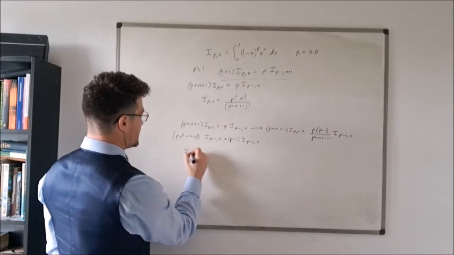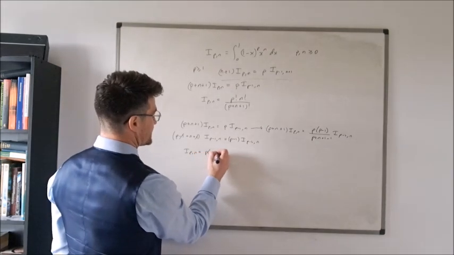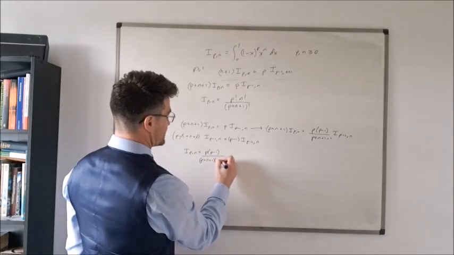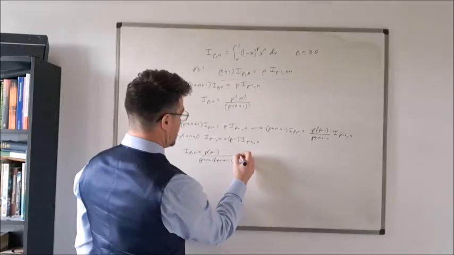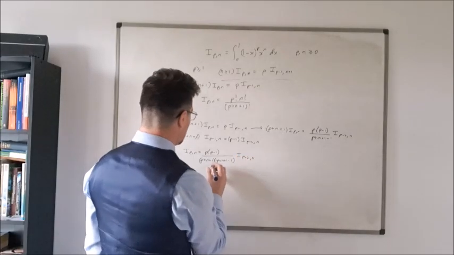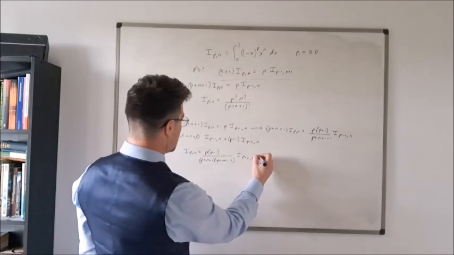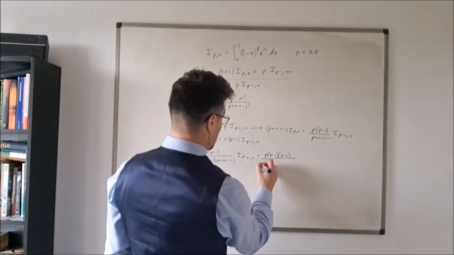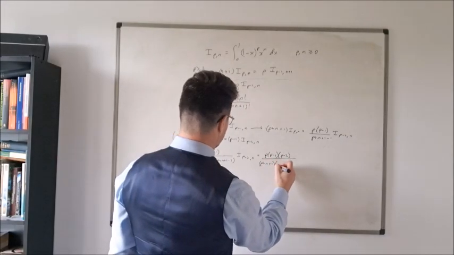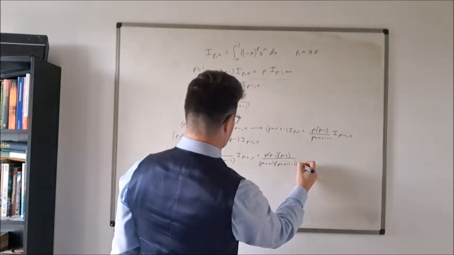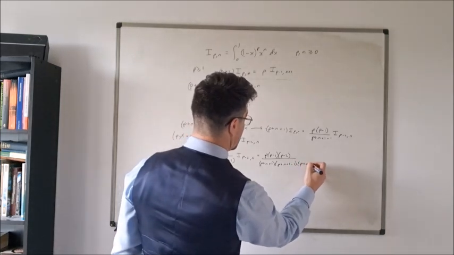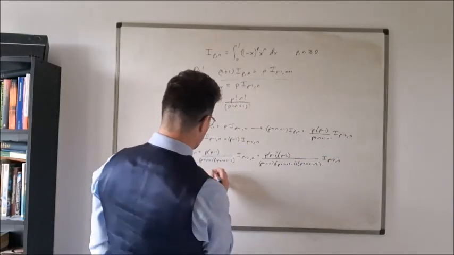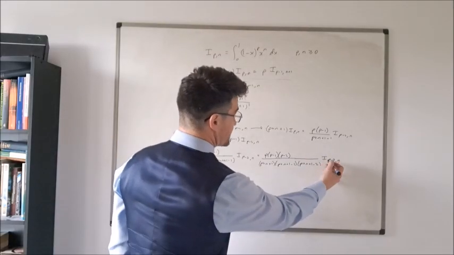So what do we get? We get I_{p,n} is equal to p times (p - 1) over (p + n + 1)(p + n + 1 - 1) I_{p-2,n}, which in turn is going to be equal to p times (p - 1) times (p - 2) over (p + n + 1) times (p + n + 1 - 1) times (p + n + 1 - 2) I_{p-3,n}.